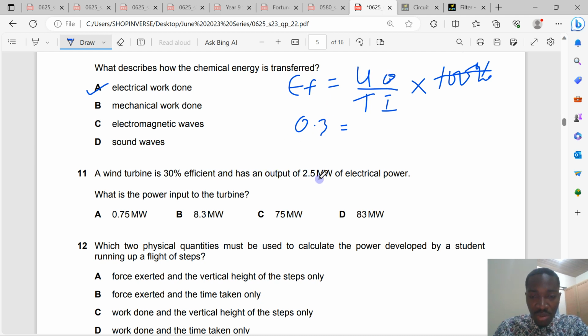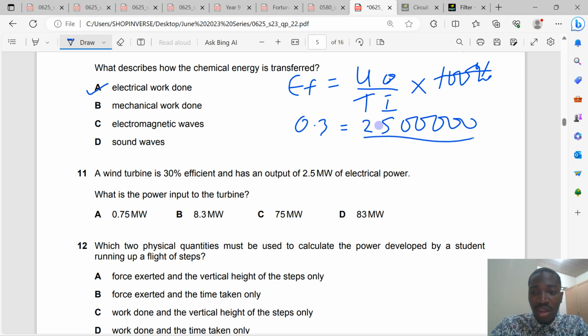What's the useful output? It has an output of 2.5 megawatts. 2.5 mega means a million, so to convert 2.5 megawatts it will be 2.5 multiplied by 1 million. That will be 2,500,000. Let me see if it's complete: 1, 2, 3, 4, 5, 6. Yeah. Divided by total input energy, because total input energy is the unknown.